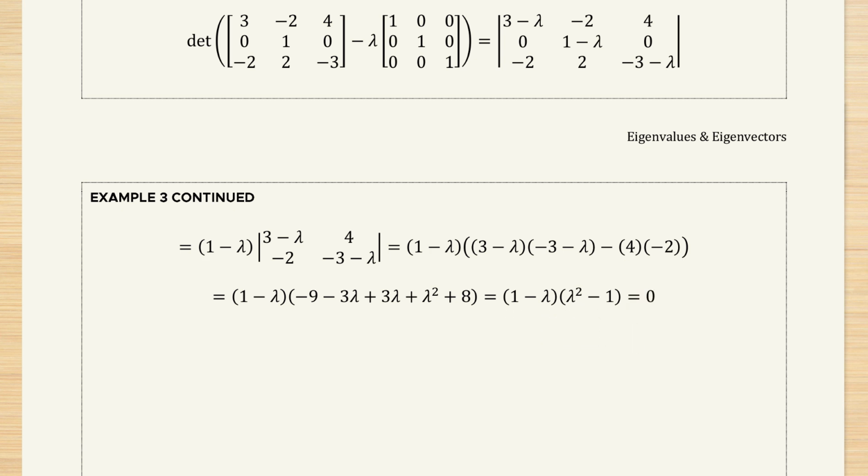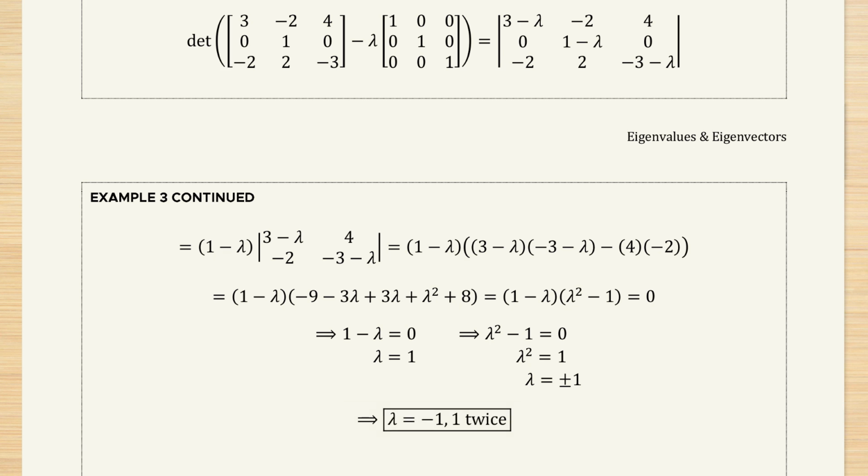And we set this determinant equal to 0 to find the eigenvalues. The solutions are lambda equals negative 1 and positive 1. Lambda equals negative 1 only comes up once, therefore this root has an algebraic multiplicity of 1. But notice that lambda equals positive 1 comes up twice. This eigenvalue has an algebraic multiplicity of 2.